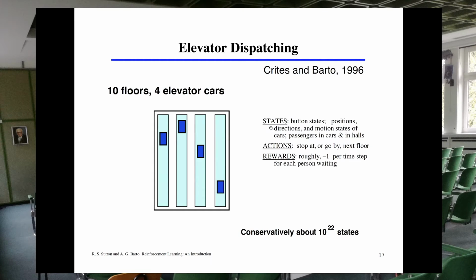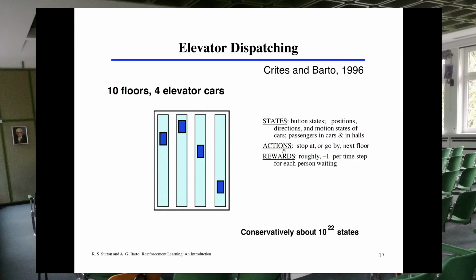In this system, the states of the environment were coded as a vector containing the button states, the positions of the elevator cars, the directions in which each of the cars was heading at each state, and the motion states of the cars. Also, whether there were passengers in the cars, and whether there were passengers in the halls waiting for the elevator. So all these variables were considered to represent the states of the system.